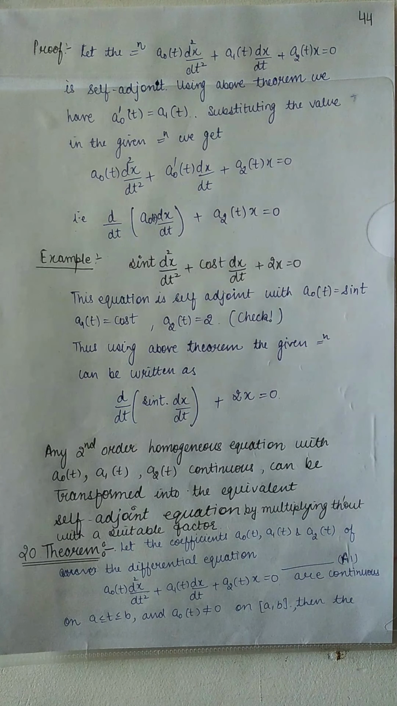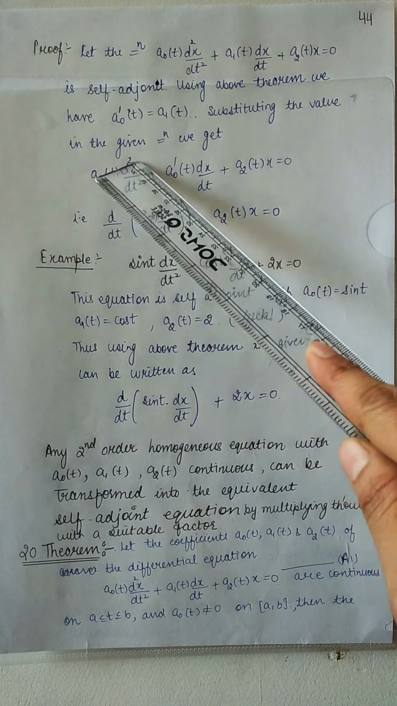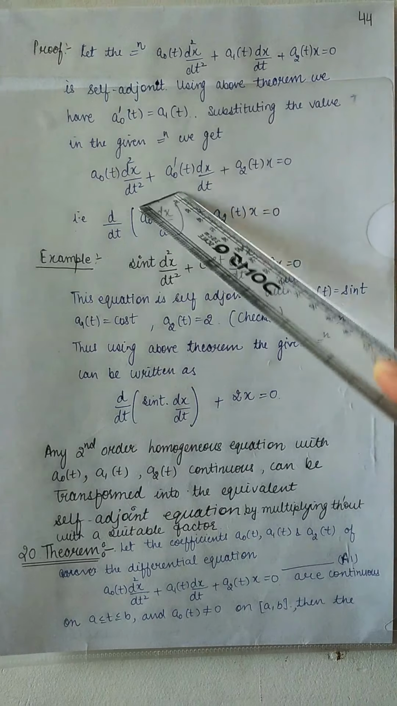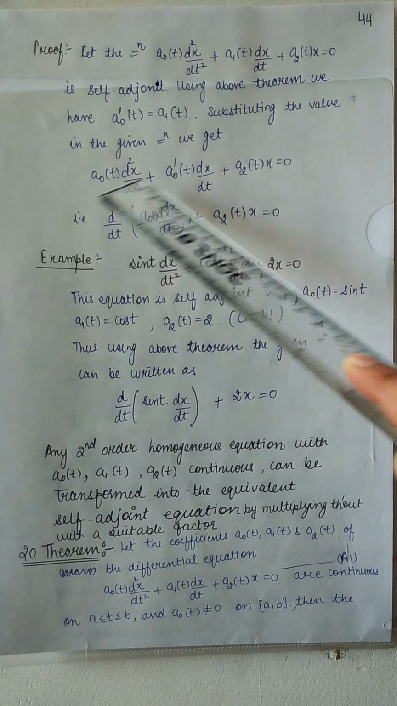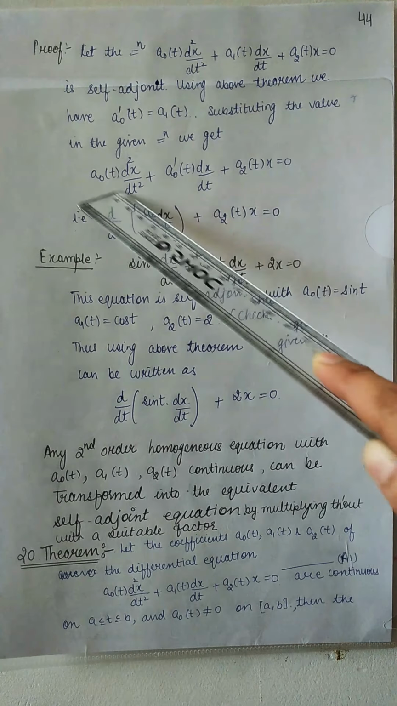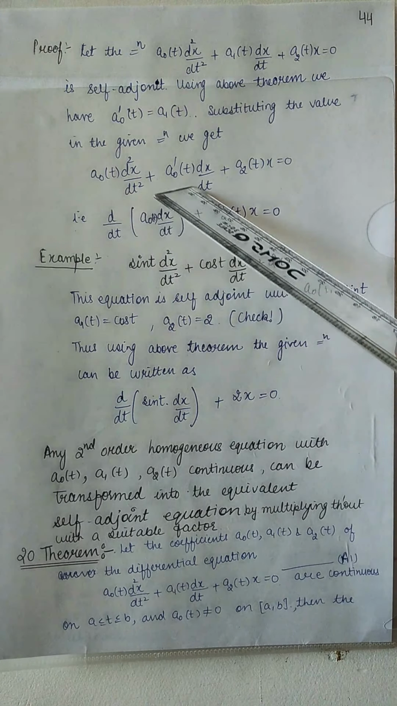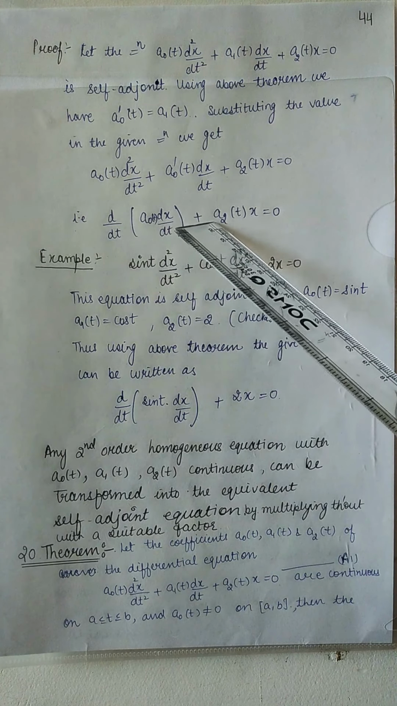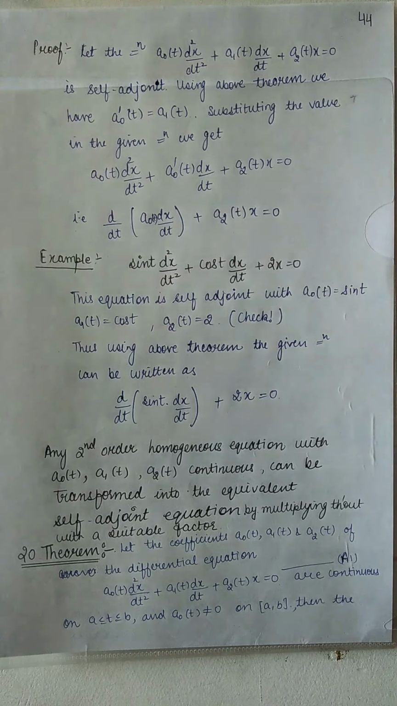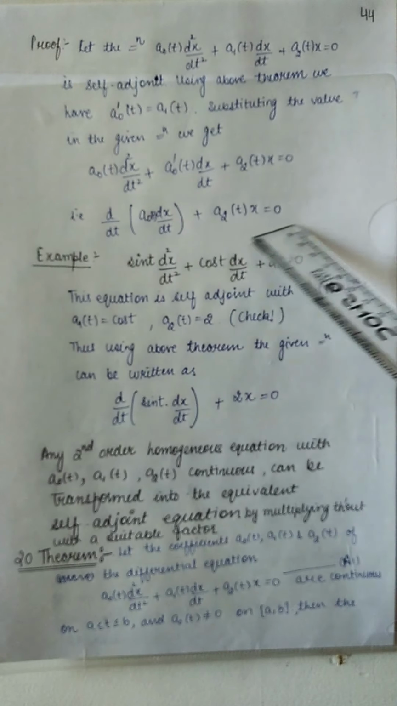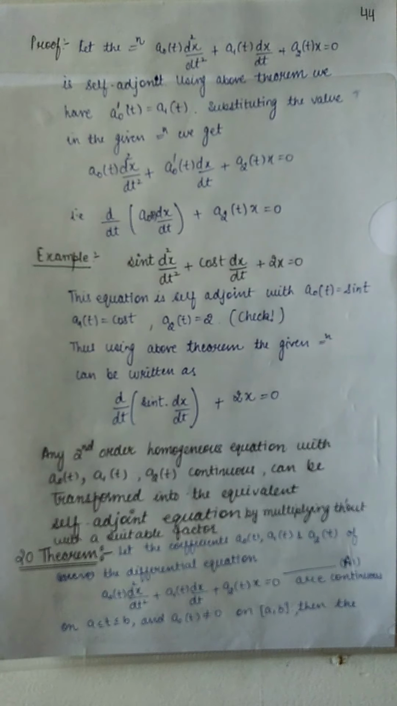If we substitute the value in the given equation, we get A naught(t) d²x/dt² plus, in place of A1(t), we put A naught dash(t), so A naught dash(t) dx/dt plus A2(t) x is equal to 0. Combining these two terms, we get d/dt of A naught(t) dx/dt plus A2(t) x is equal to 0, which is the required form we wanted for a self-adjoint equation.